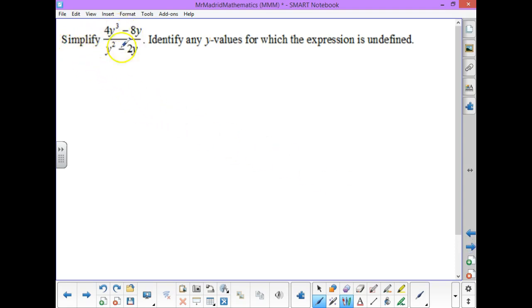We're asked to simplify this rational expression, okay? Here's the quotient or a fraction, okay? That's something over something. These are two polynomials. Now, let's go ahead and simplify that further. And then it says identify any y values for which the expression is undefined.